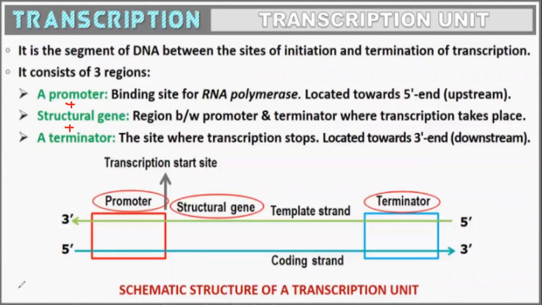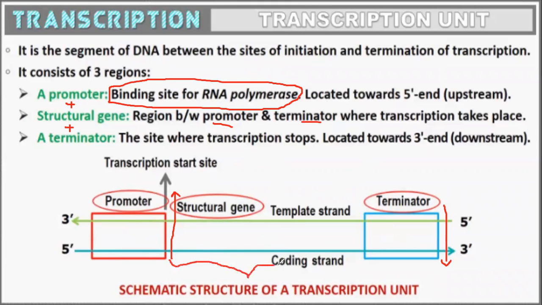And what is this promoter site? It is the binding site for RNA polymerase. It is the region where the RNA polymerase starts to bind with the DNA. Okay, and it is located towards 5' and upstream, like this. And the terminator region is located towards 3' and downstream. And the region between this P site and T site is where transcription takes place.